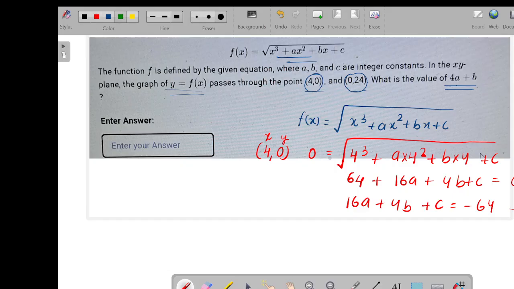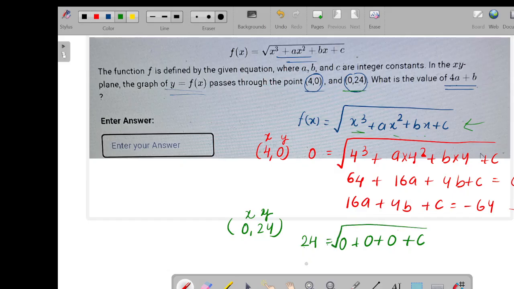Similarly, you will use the second point and satisfy the equation. The second point is (0, 24), wherein you put x equals 0 and y equals 24. This is so easy. Instead of y, you write 24, and wherever you see x, you write 0. So all these three terms will be 0. You can understand by looking at this equation that only the constant will remain, and the rest all become 0 in the radical. So can I write the radical of c equals 24?